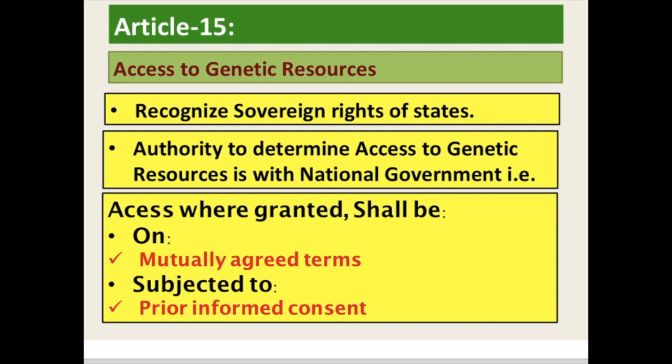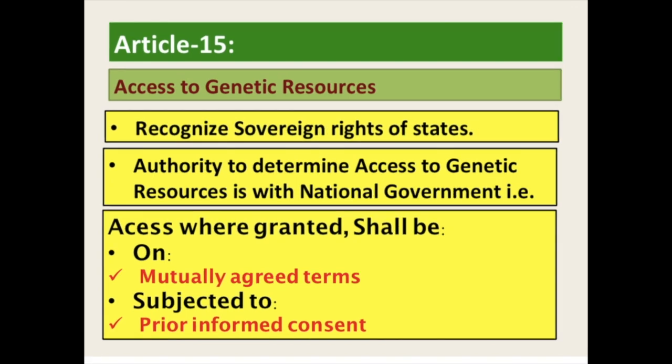So what is the meaning of mutually agreed terms? So mutually agreed terms means that both the contracting parties shall make the terms or agreement, and that agreement is basically keeping in mind the fair and equitable sharing of benefits. So before exchange or before transfer of the genetic resources, there must be a prior informed consent between the two states or two parties.